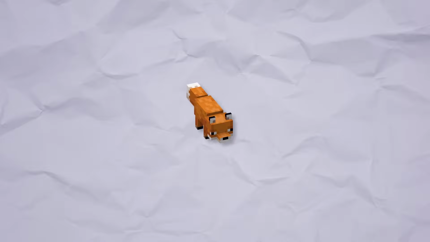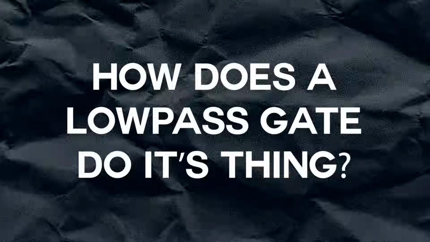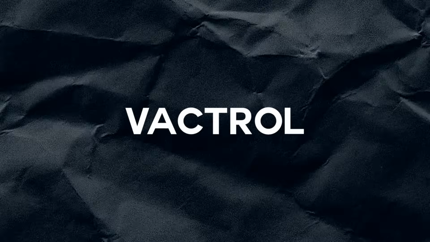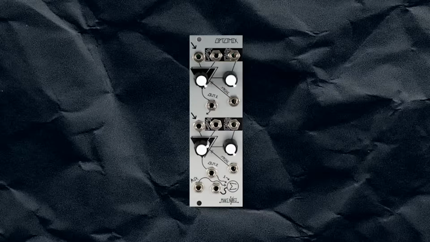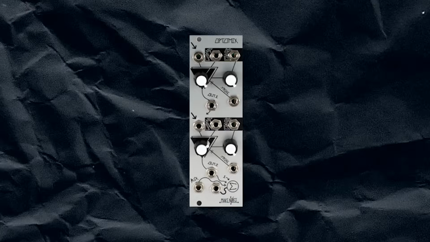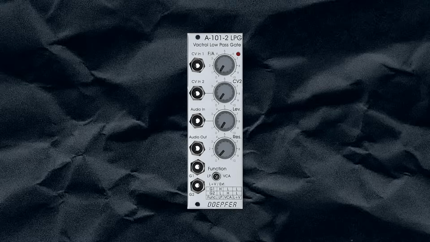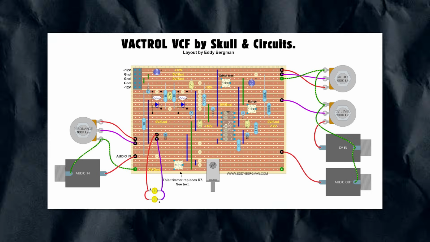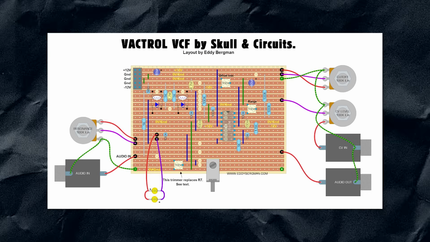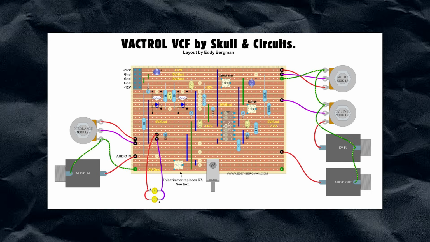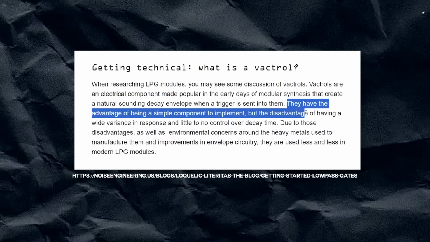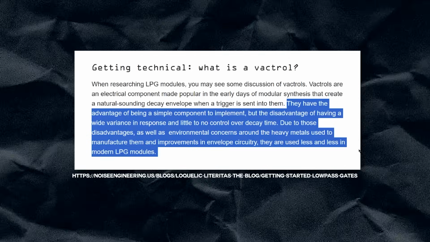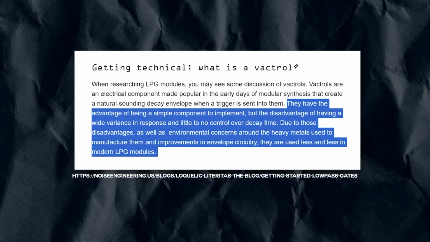So we know what's in a low-pass gate conceptually, but what makes this happen? Like, what are the electronics inside? You'll probably see the term Vactrol a bunch if you're looking into it. The Optomix and LXD from Make Noise and the Doepfer A-102-2, for instance, use Vactrols. These are components known as opto-isolators that create a natural sounding decay envelope when a trigger is sent into them. They have the advantage of being a simple component to implement, but the disadvantage of having a wide variance in response and little to no control over decay time.